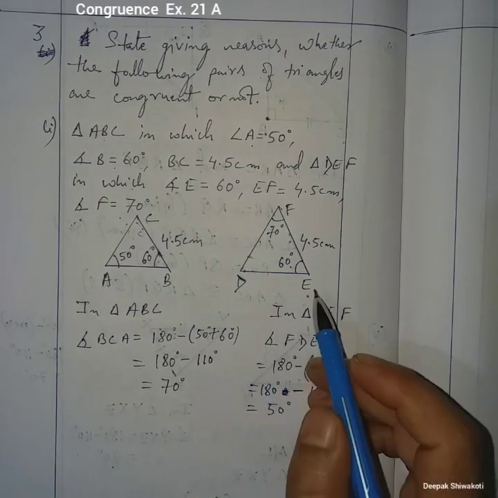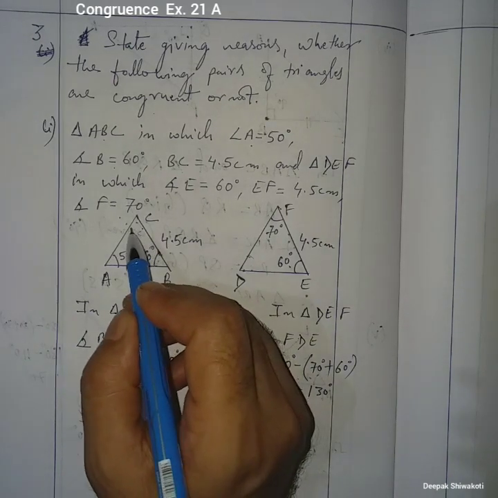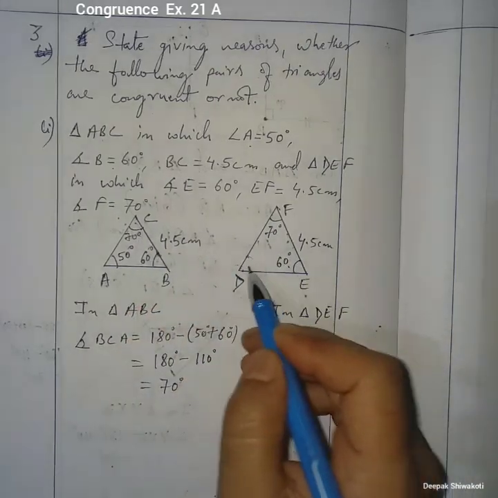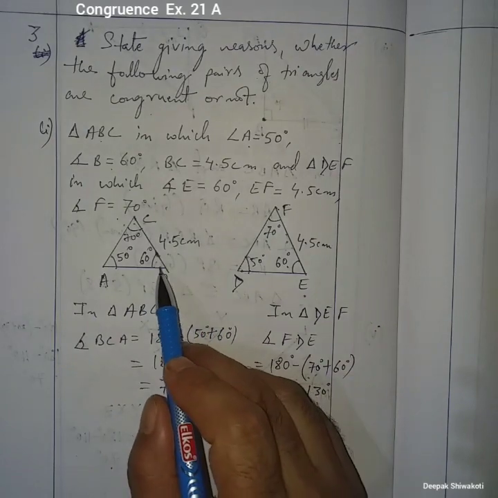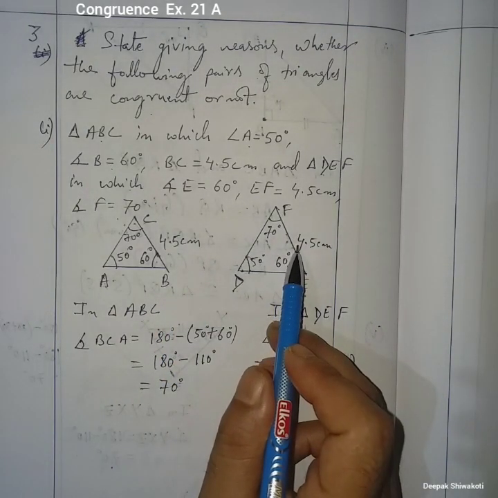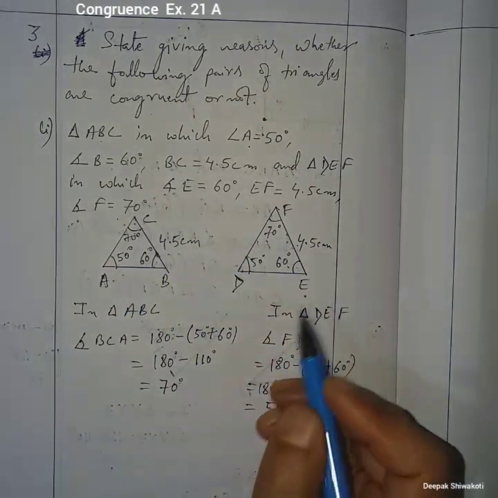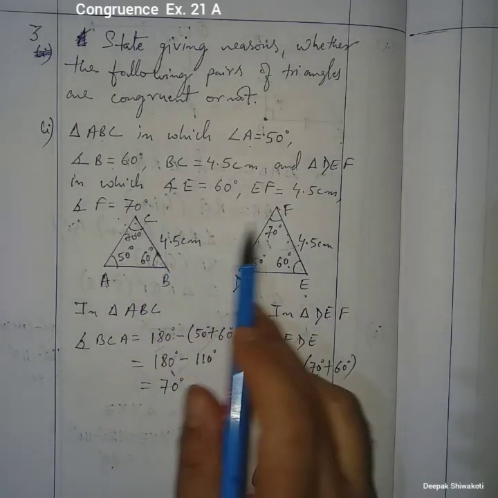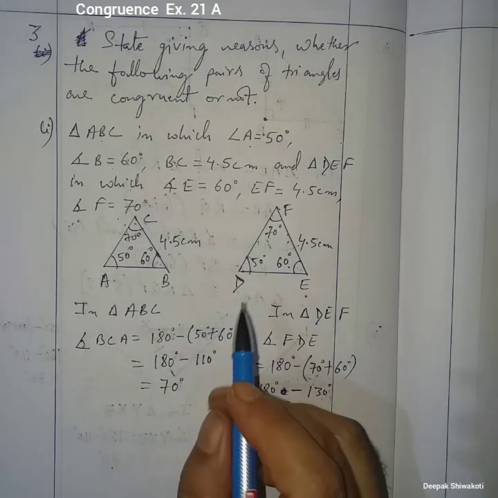Now this side will give the reference, this side, okay. This we got as 70 degree and this we got as 50 degree. Now 60 degree, 60 degree, and this corresponding side is also equal, and this angle is also equal, so corresponding angle is also equal. So I can see this angle, side, angle. So by angle, side, angle condition, these two triangles are congruent.